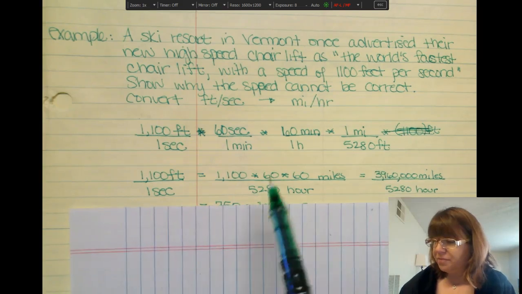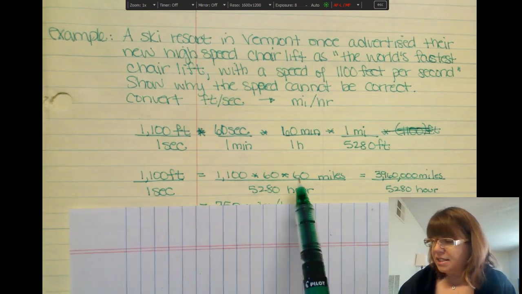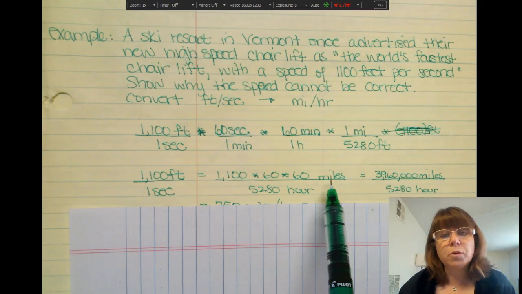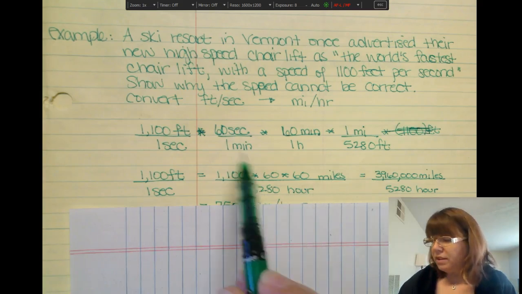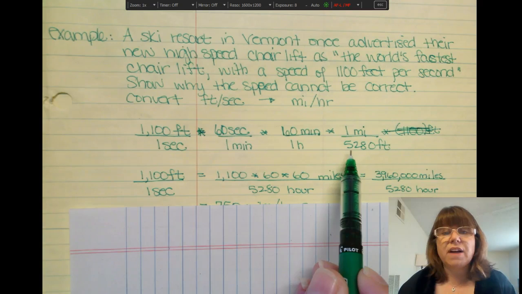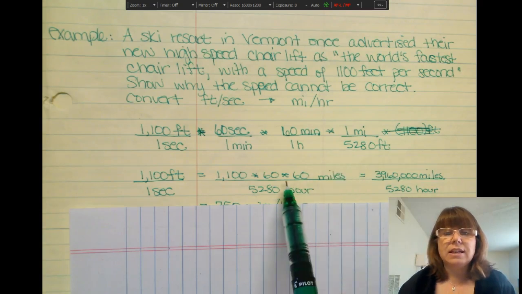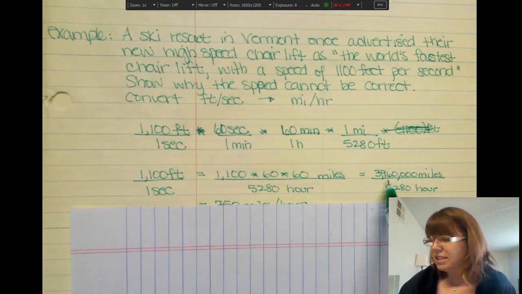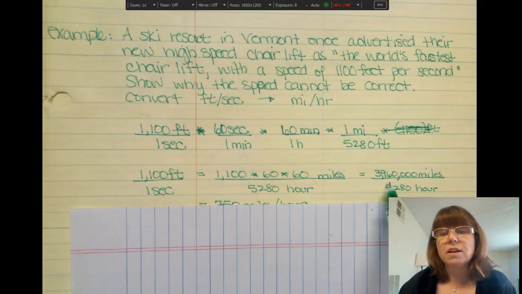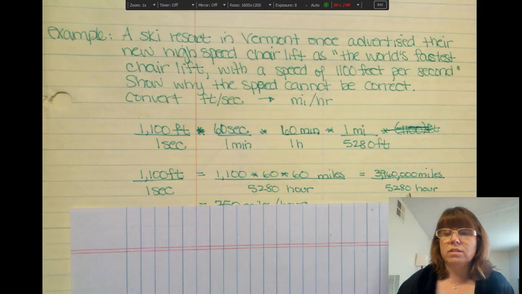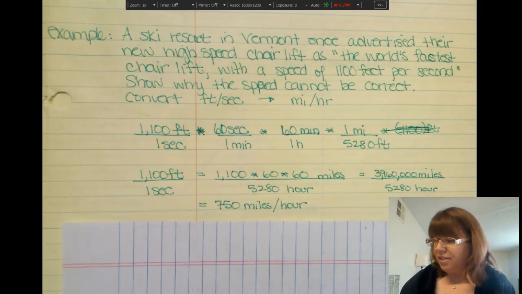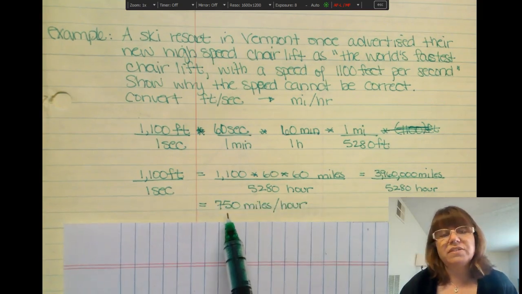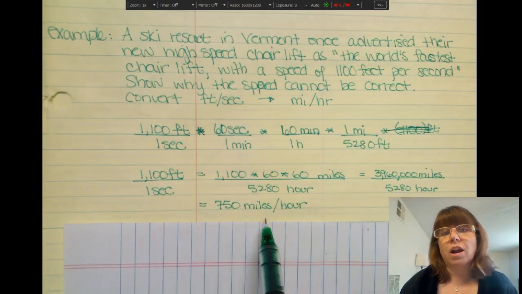So here I go. I have 1,100 times 60 times 60, and miles are in the numerator. I am only left with 1 times 1 times 5,280 in the denominator, and everything else canceled out to leave me with hour. I have 3,960,000 miles per 5,280 hours. And that reduces down to 750 miles per hour.